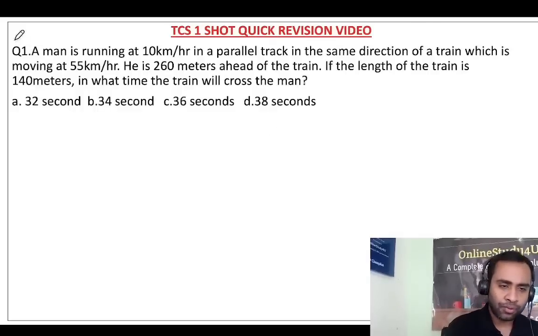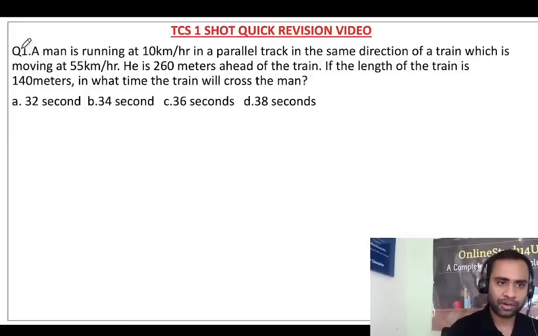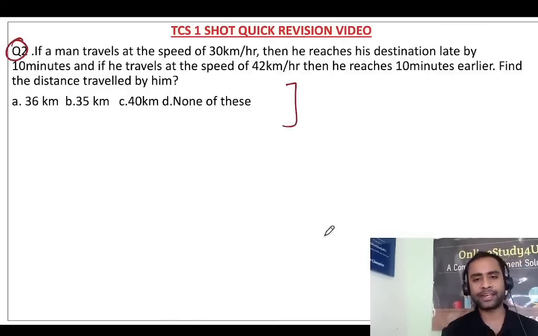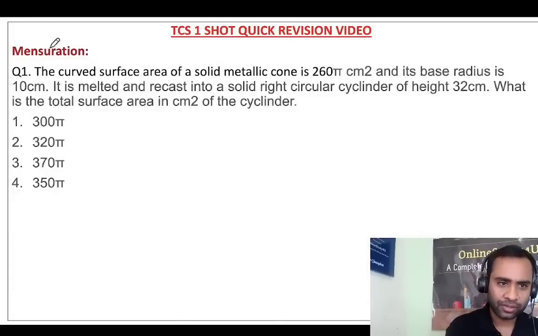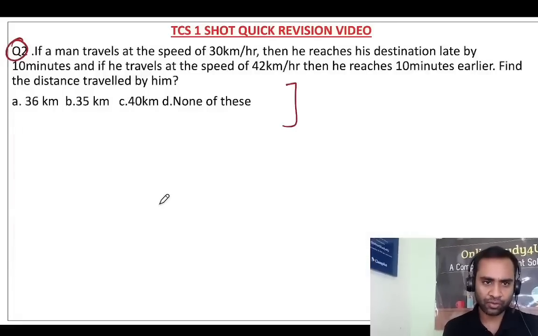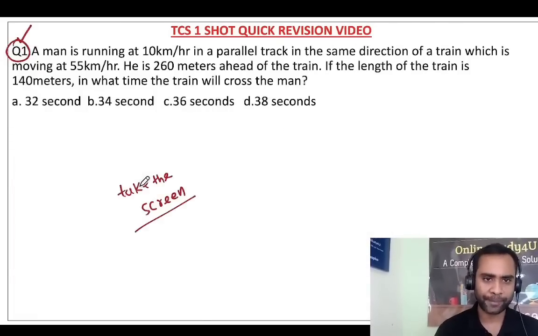Now, take a screenshot of this question, solve it and let me know the answer. So question number 1, take the screenshot, and then question number 2, take the screenshot, and let me know the answer in the comment section. One more question is there, a mensuration question. Take the screenshot, solve it and let me know in the comment section. So one mensuration question and two time and distance problems you have to solve, and let me know the answers in the comment section.